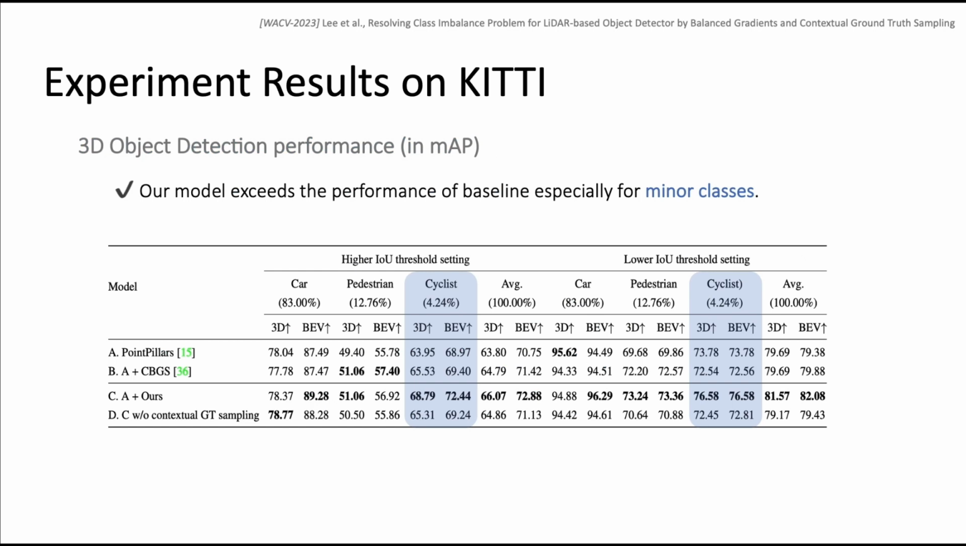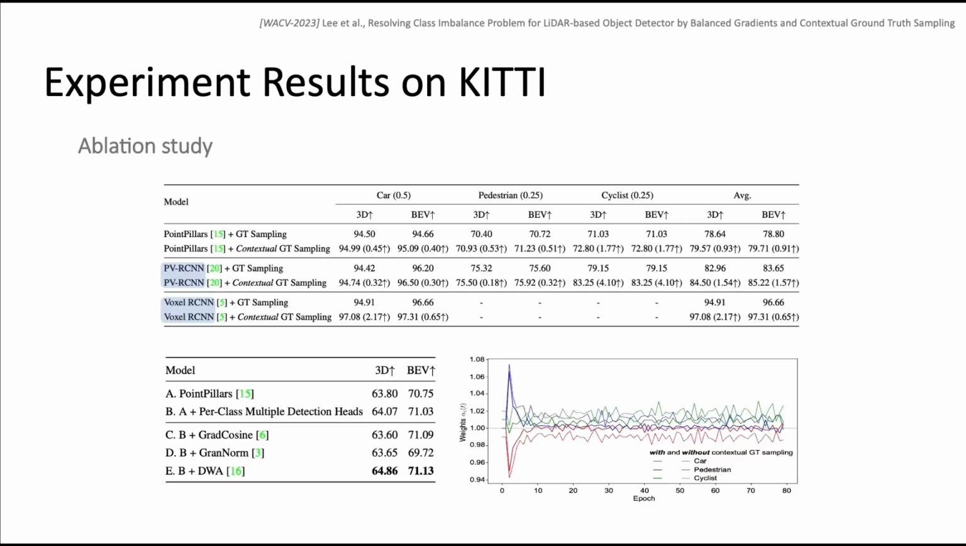The next part is the experiment results. We conducted experiments on KITTI and nuScenes, and both datasets show that our method is more effective than previous methods. Especially, our model exceeds the performance of the baseline for minor classes in the KITTI dataset. Also, we conducted an ablation study to prove the effect of contextual sampling. Not only PointPillars, our method shows performance improvement in the other two models. Therefore, it can be sufficiently used as a plug-in method.